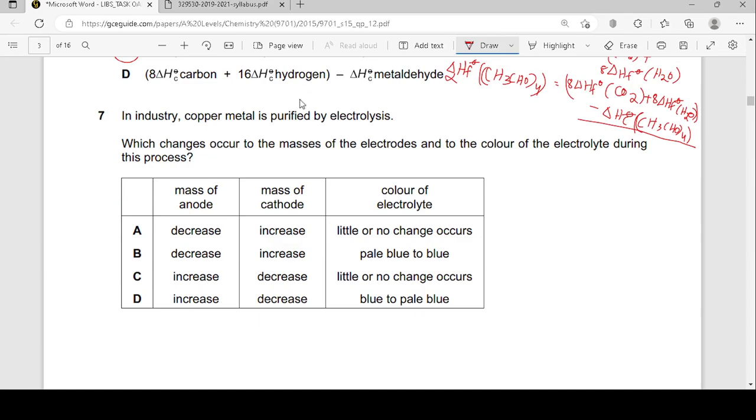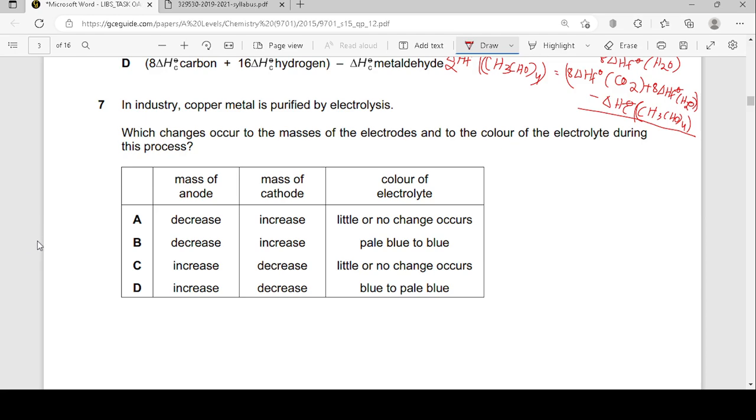Okay, now question number 7. In industry, copper metal is purified by electrolysis. Electrolysis is not an AS topic anymore. It's A2 completely, so I'm just going to do this question quickly. Now, which changes occur to the masses of the electrodes and to the color of the electrolyte during this process?